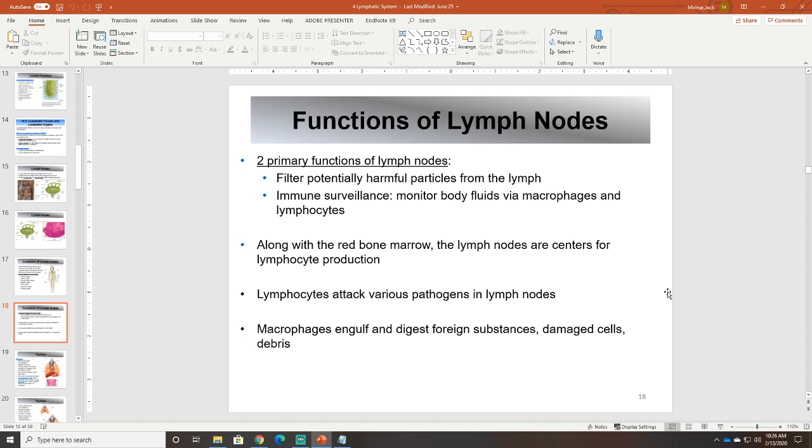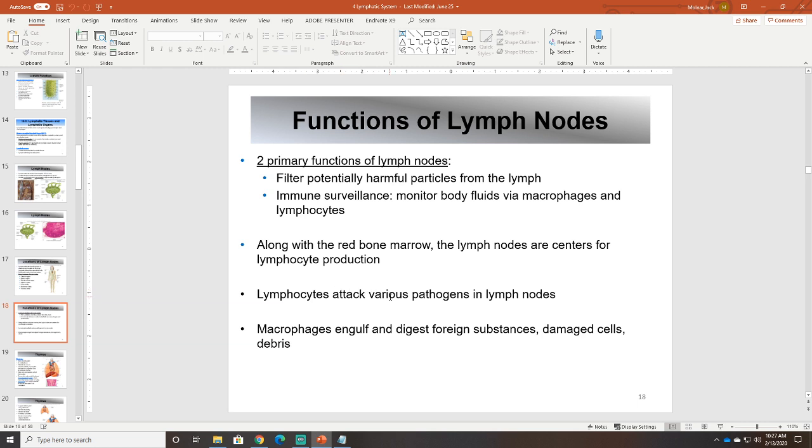All right. So, two functions of lymph nodes. They're going to filter potentially harmful particles from the lymph. That could be toxins or wastes or just cellular debris. And they're also going to perform immune surveillance, as we talked about. They monitor the body fluids for signs of pathogens. Along with the red bone marrow, which is where lymphocytes are initially produced, lymph nodes aid in the maturation and production of lymphocytes.